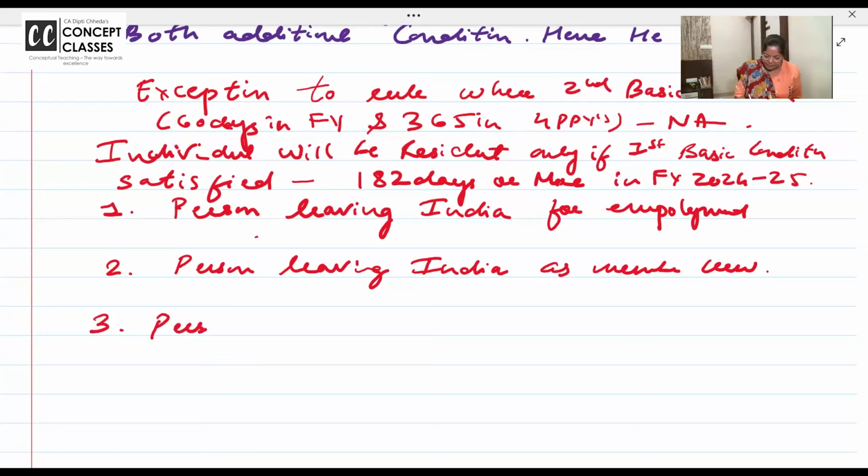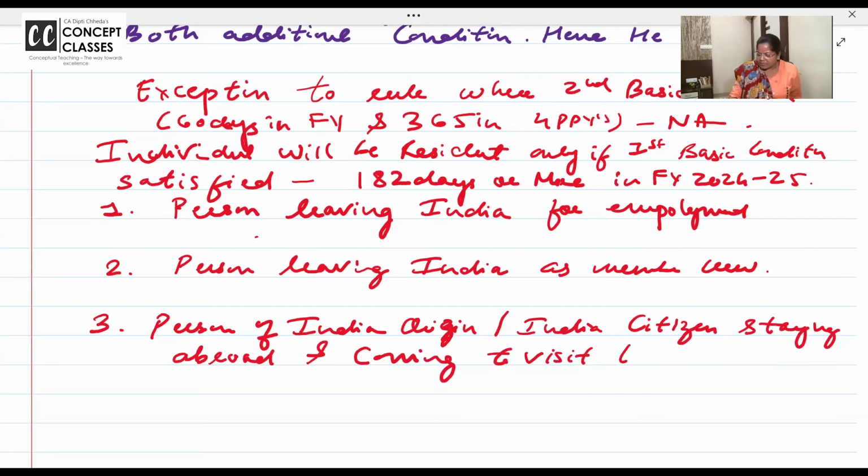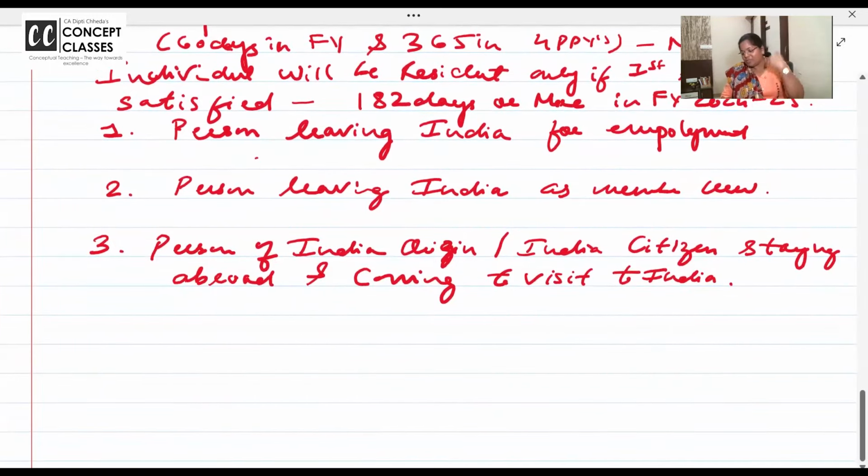Third, person of Indian origin or Indian citizen staying abroad. He's staying in Dubai, Singapore, abroad, and coming to visit India. घूमने, शादी के लिए, सोने, family को मिलने. For some reason, you stay outside India, employment outside India, and now you have come to visit India. Oh, you are in India for 182 days or more?